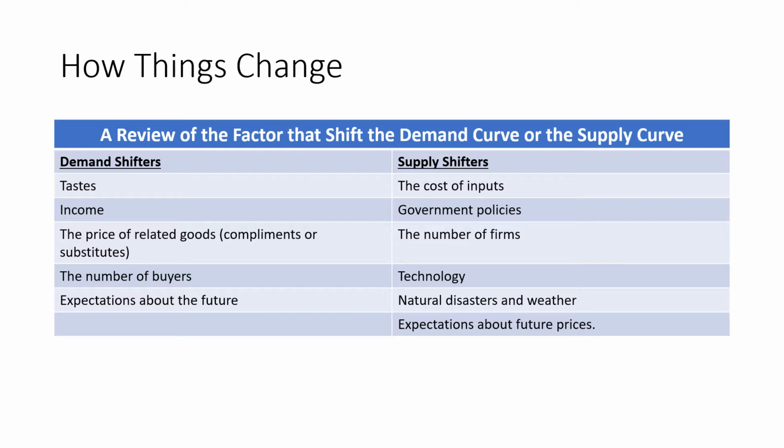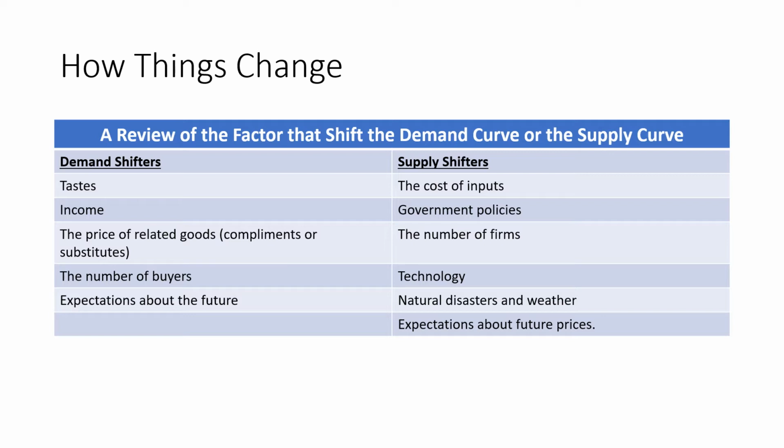And here we have a table that summarizes those causes of shifts that we learned previously. So remember, for demand, taste, that is like fashions, right? The taste of the consumers can shift the demand curve. The income of consumers can shift the demand curve. The price of related goods, such as complements or substitutes, can shift demand. The number of buyers in the market can shift demand, and expectations about the future can shift demand.